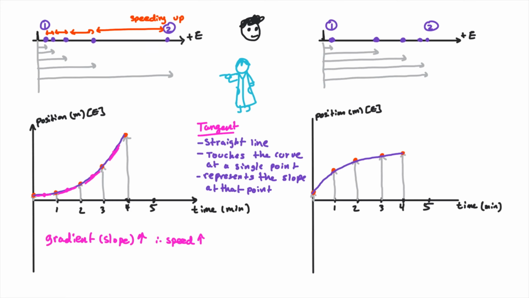Jackie said, in the second graph, the spacing between the dots are getting smaller, indicating that the runner was slowing down. I'm noticing that the gradient or the slope of the tangents for the line of best fit are also decreasing in steepness with time, and this is consistent with the idea that the speed is decreasing or that the runner is slowing down.